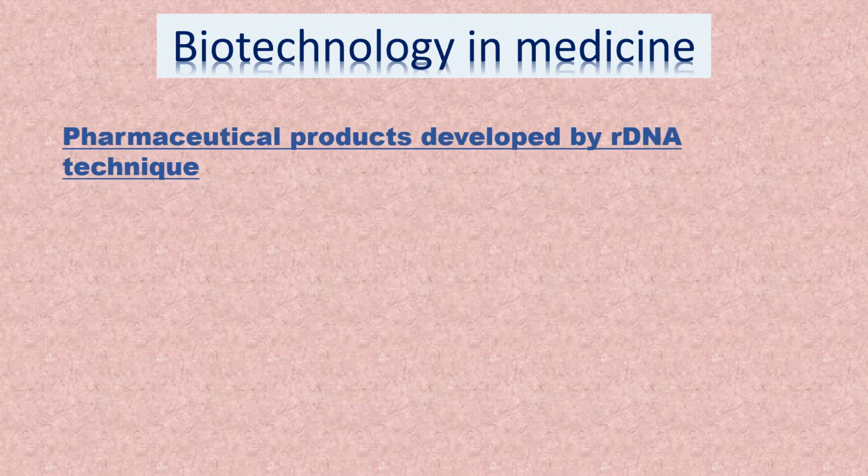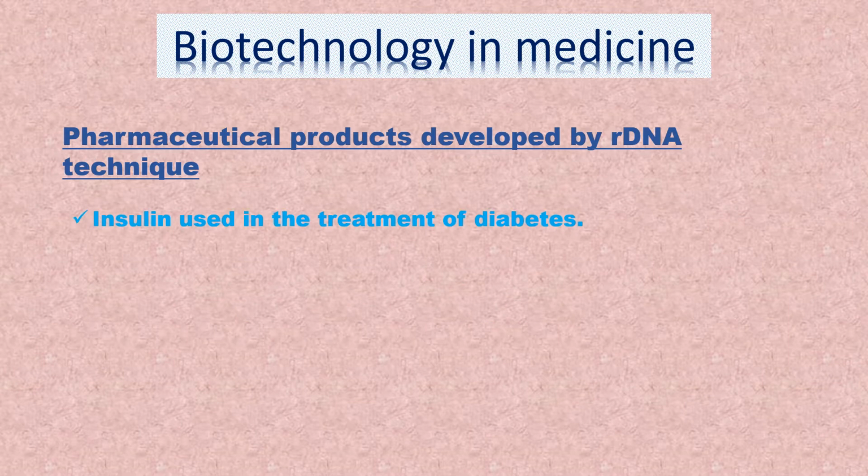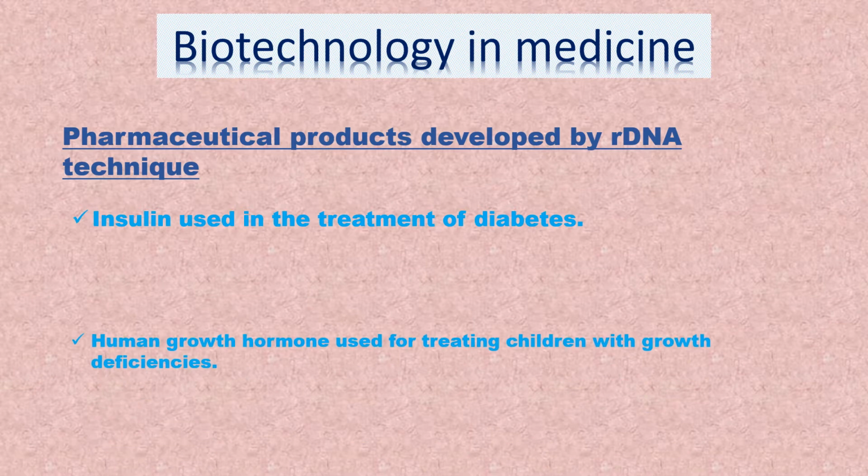Pharmaceutical means medicinal. The pharmaceutical industry is the medicinal product creating industry, making medical products developed by the rDNA technique. Some examples are here. Insulin is used in the treatment of diabetes. Our industries are creating insulin for the treatment.